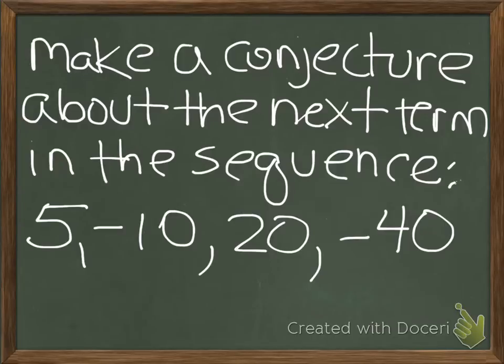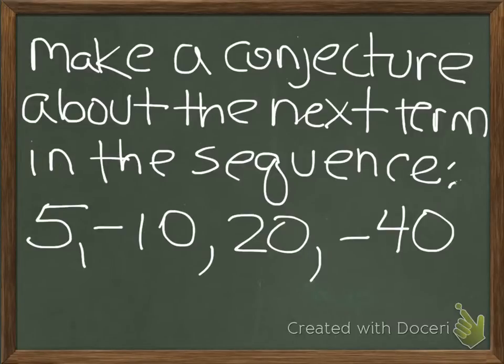First, we're going to make a conjecture about the next term in the sequence, so we need to think of the pattern to make the conjecture. So if we go from 5 to 10, there's a couple ways to do that. You can either subtract 15 to get negative 10, or you can multiply by negative 2. So we're going to try each one.